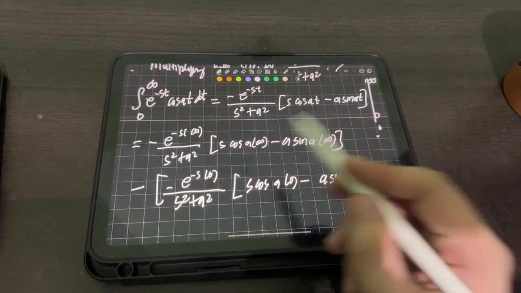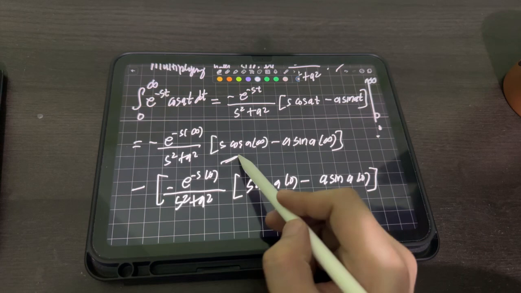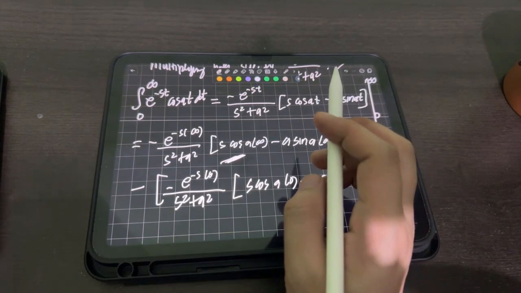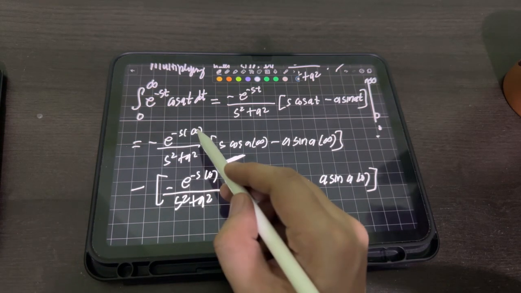So again, the problematic part or the complicated part is the analysis of this first term because it involves infinity. But it's just the same as the previous problem since we have e to the negative s times infinity.